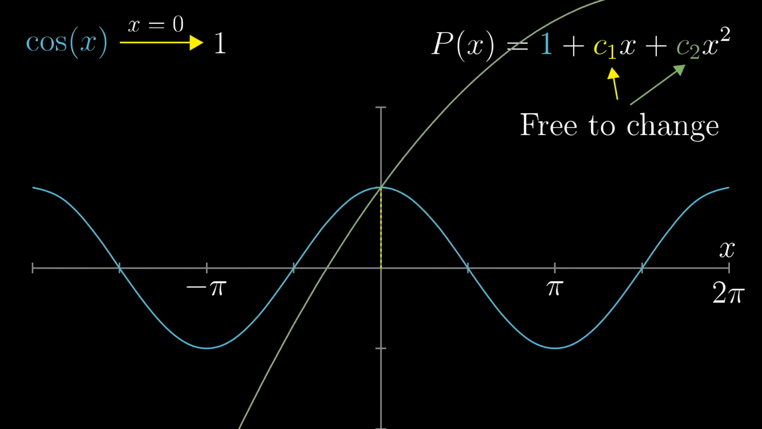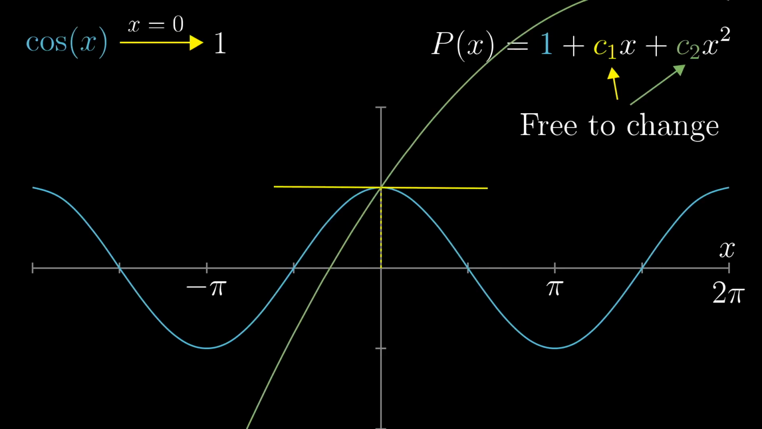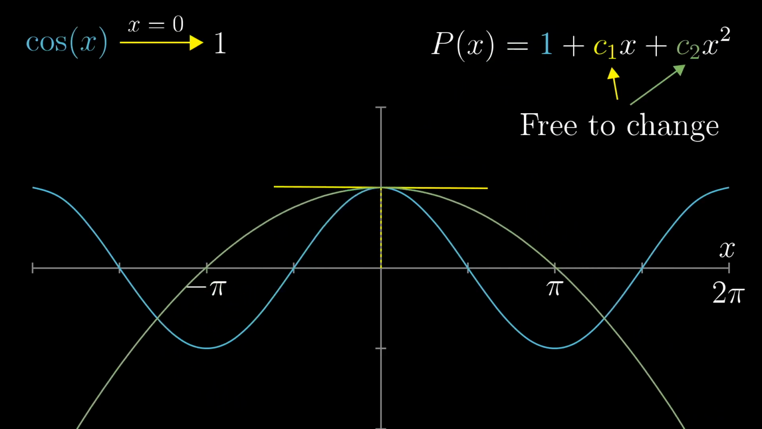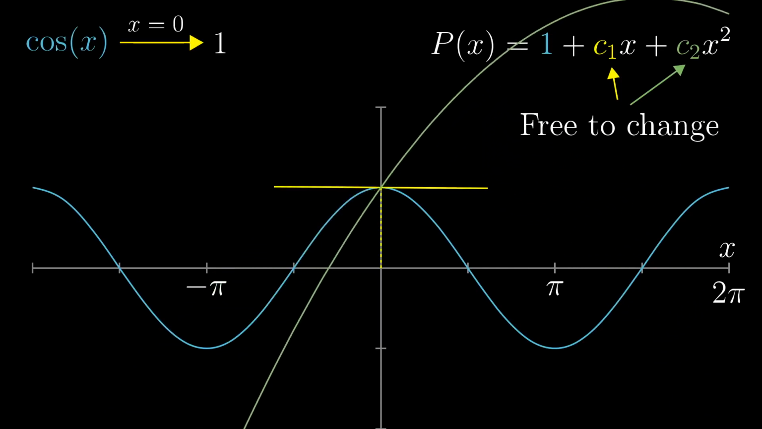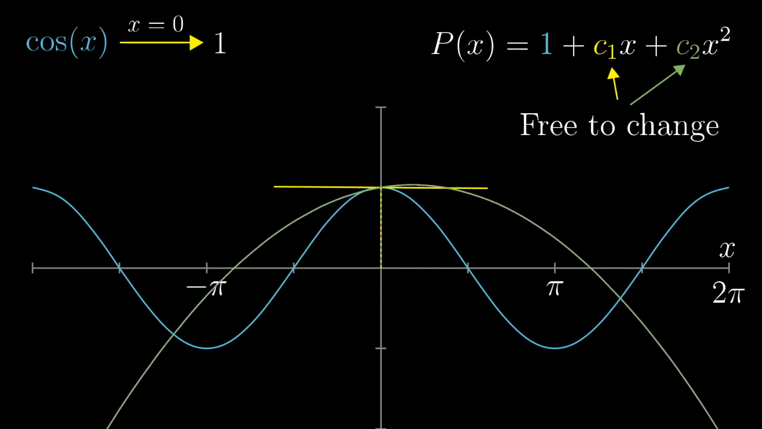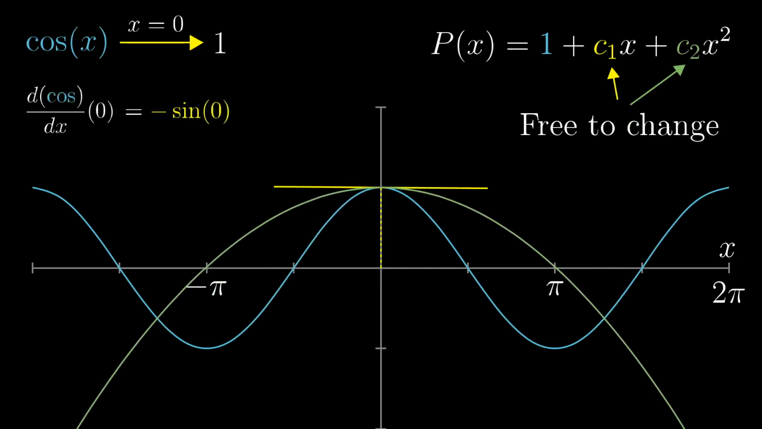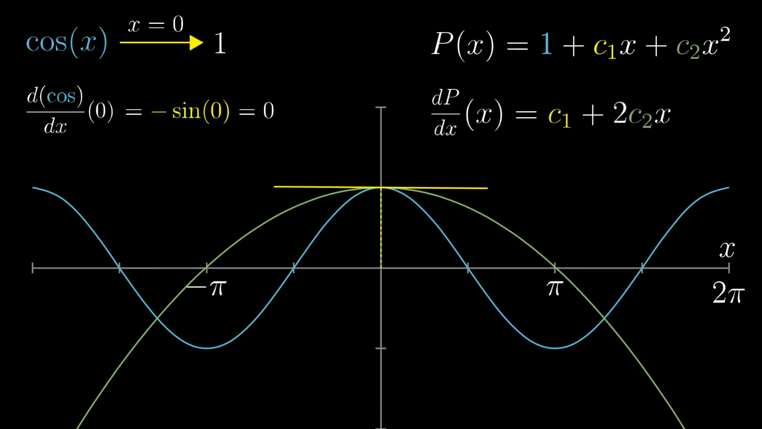Now, it would also be good if our approximation had the same tangent slope as cosine x at this point of interest. Otherwise, the approximation drifts away from the cosine graph much faster than it needs to. The derivative of cosine is negative sine, and at x equals 0, that equals 0, meaning the tangent line is perfectly flat. On the other hand, when you work out the derivative of our quadratic, you get c1 plus 2 times c2 times x. At x equals 0, this just equals whatever we choose for c1.